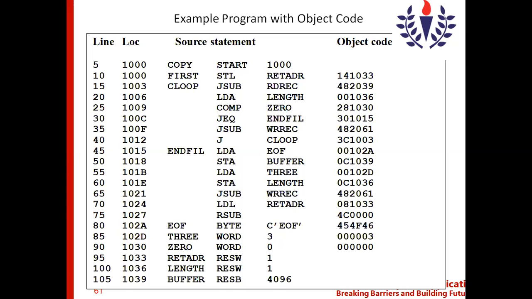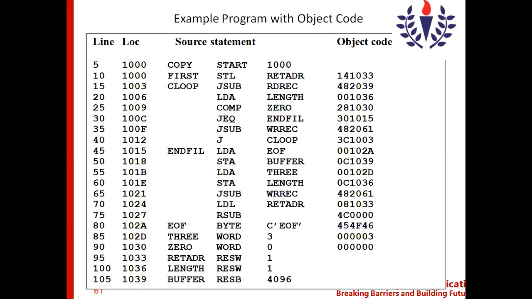Now, you have to see one thing. Here, 1009 is the address of line number 25. Again, this instruction follows the same instruction format, so it occupies 3. So 9 plus 3 means it should be 12. But here, if you look at line number 30, you can see 100C.